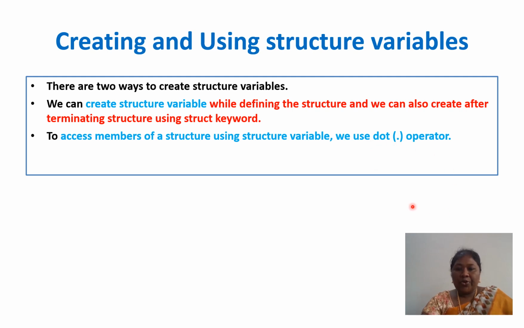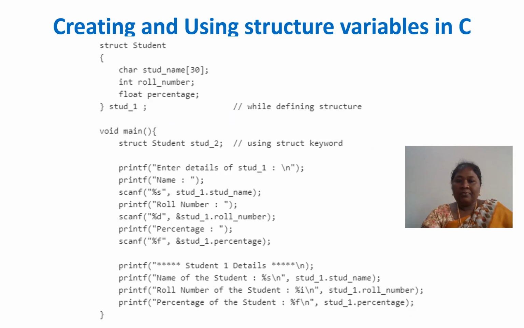In the next slide we are going to see how this is possible with the help of a small program. This program is created for a student, and we are going to store three details: the name, the roll number and the percentage. We are going to read them, store them in a structure, and then finally read them back and display them on the screen.